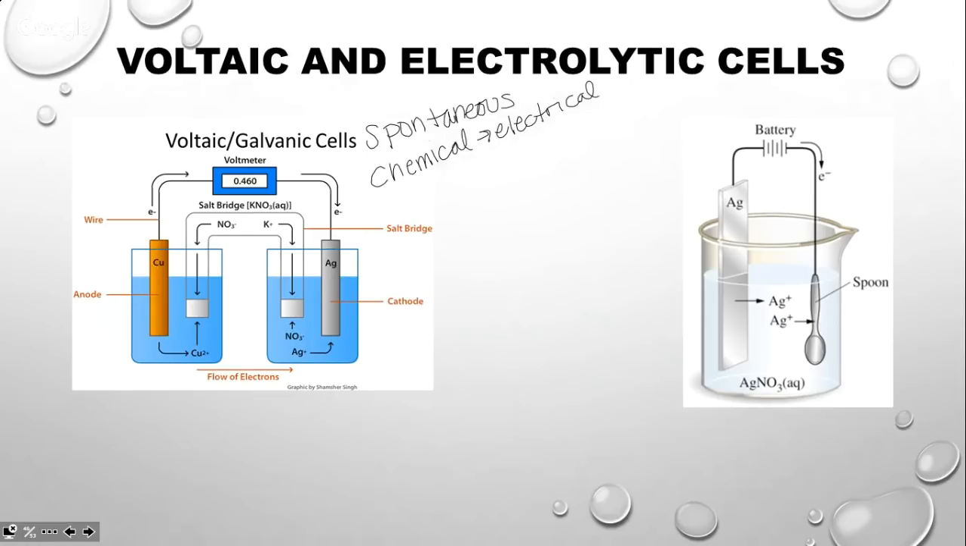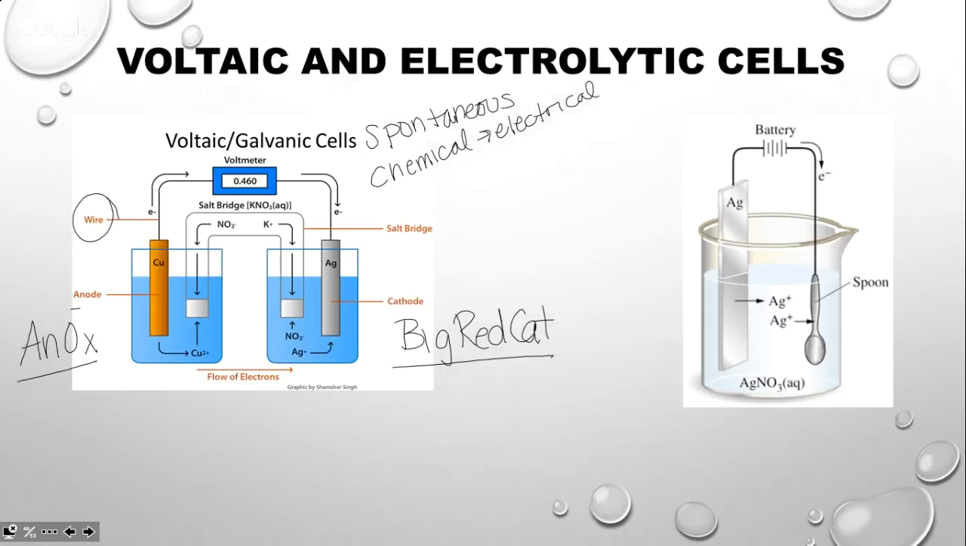We said that we have An Ox and Red Cat, that actually go for both voltaic and electrolytic. The anode is always the site of oxidation. The cathode is always the site of reduction, and the cathode always gets bigger.